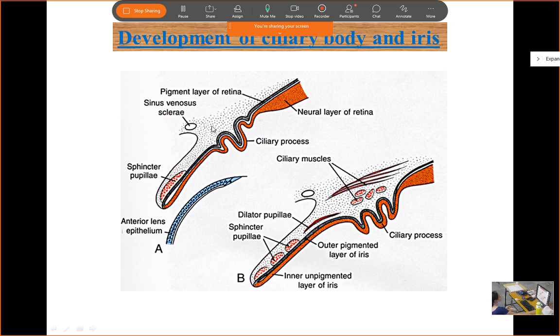They will form the ciliary body and the iris. But the mesoderm, which is continuous with the choroid, will also form the ciliary body and the iris. So the choroid, the neuroectoderm, and also the neural crest cells take part in the formation of the ciliary body and the iris. Now the muscles of the iris, the sphincter pupillae and dilator pupillae, are developed from the neuroectoderm, whereas the muscles of the ciliary body are developed from the mesoderm. So the source for the ciliary body and the iris is both the neuroectoderm and the mesoderm.